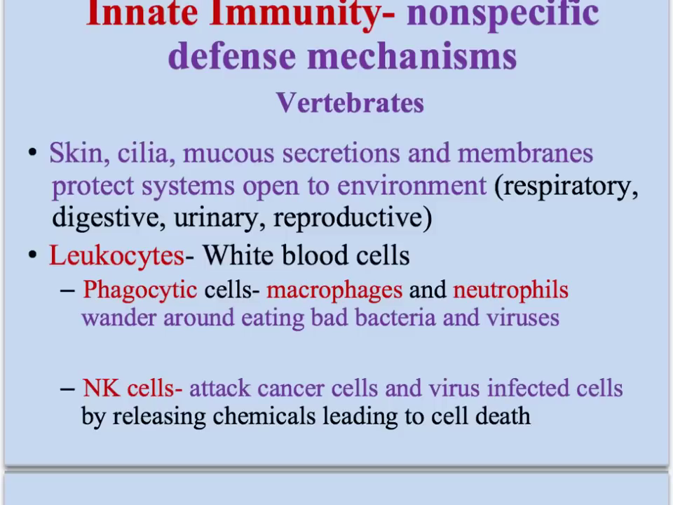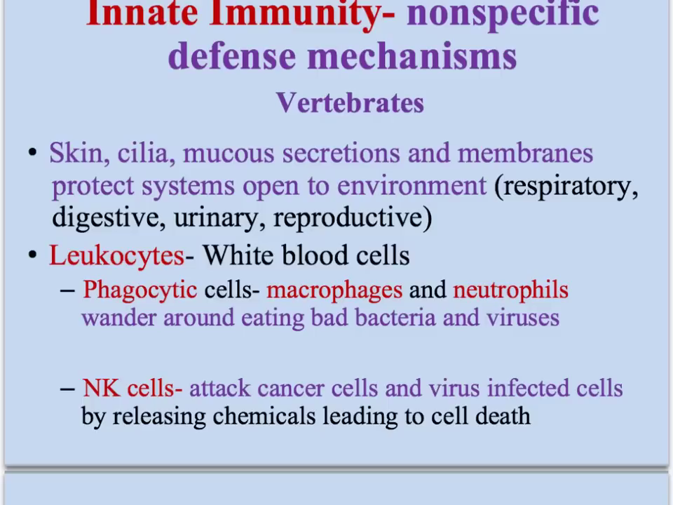Leukocytes, this is the broad general term for white blood cells. Two different types. You have phagocytic cells. These are the macrophages and neutrophils. And these are the guys, the eaters. They are the ones walking around your body eating the things that they don't recognize.